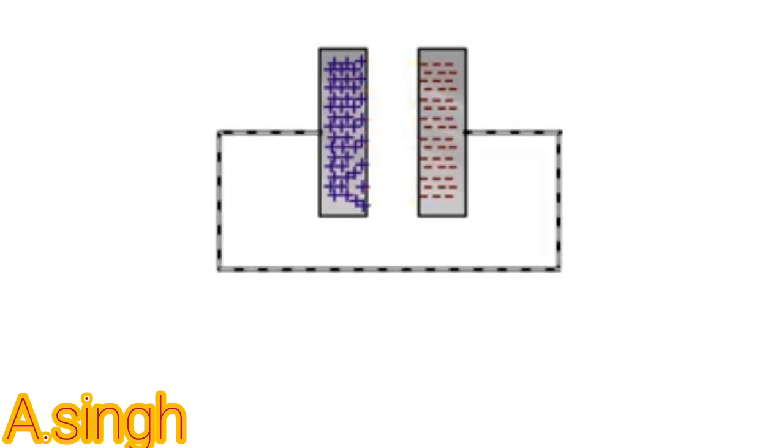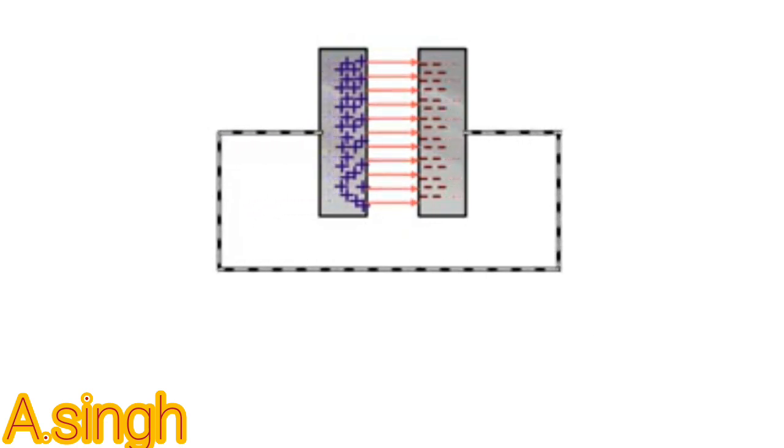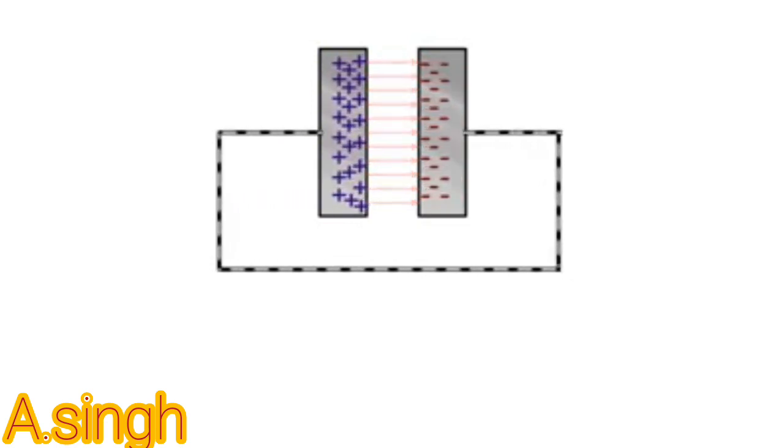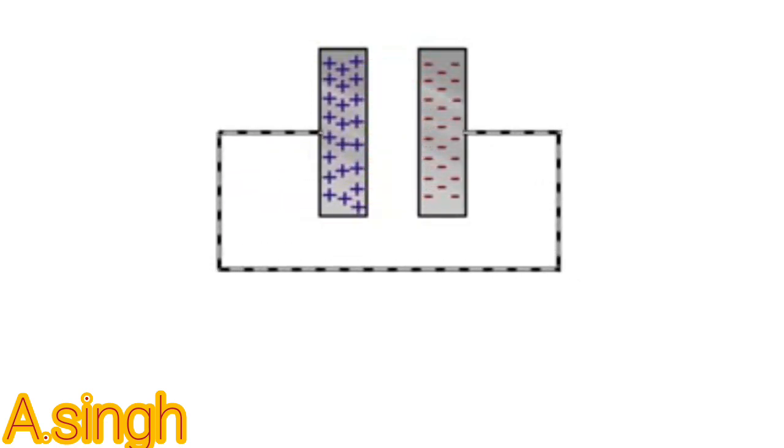You can see that the current is flowing from the plate which is at higher potential, that is positive, to the plate which is at lower potential, that is negative. This flow of current continues until plates become charge free or achieve the same potential.